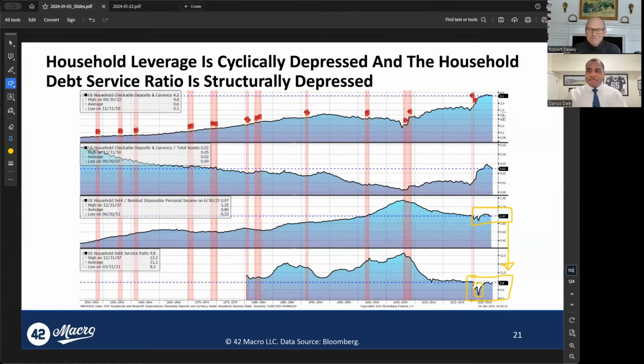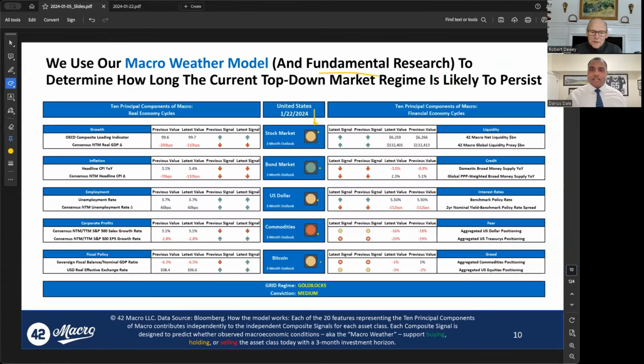So let's get back into the weather model, because I think it's a very important tool to help investors understand why our clients are generally on the right side of market risk. We're not always on the right side of market risk. There are phase transitions, and you've got to risk manage those appropriately. But we tend to stay on the right side of market risk because we are implementing this differentiated process on a daily basis, 6 days a week here at 42 Macro.